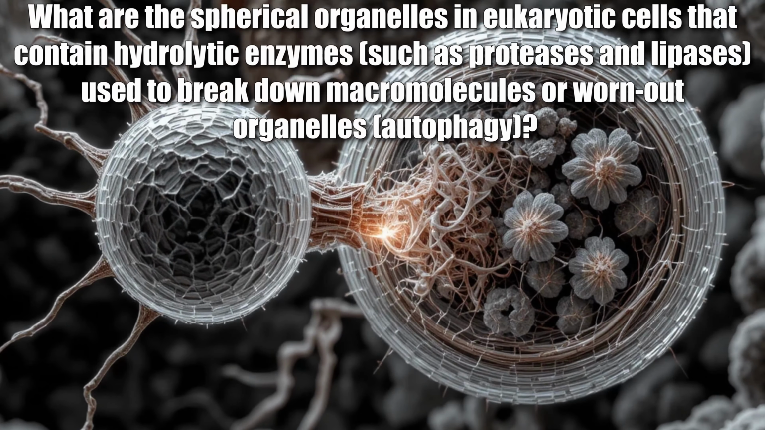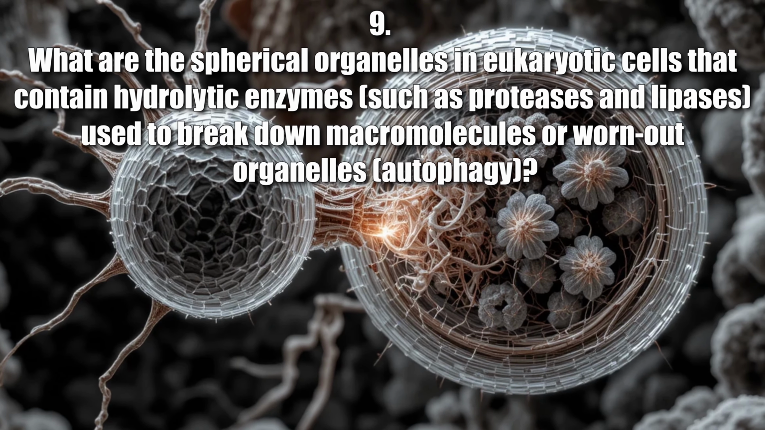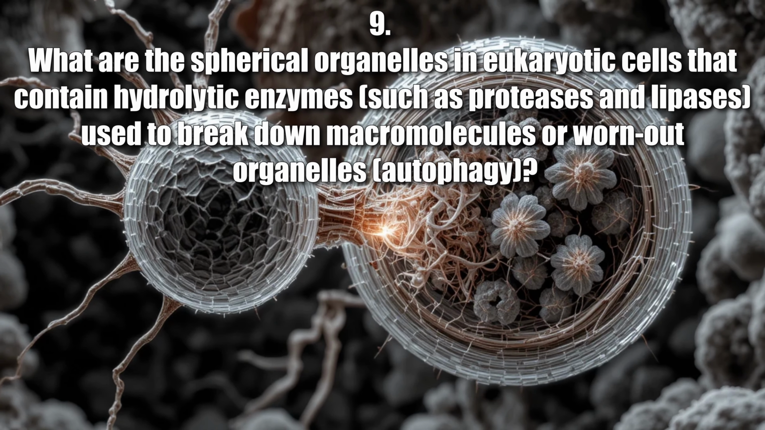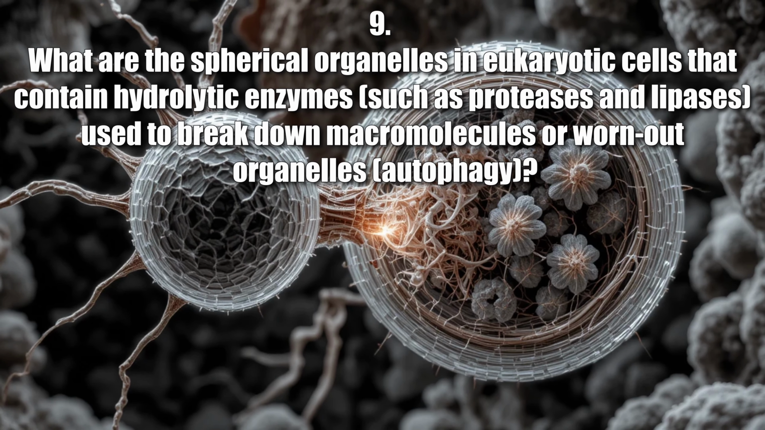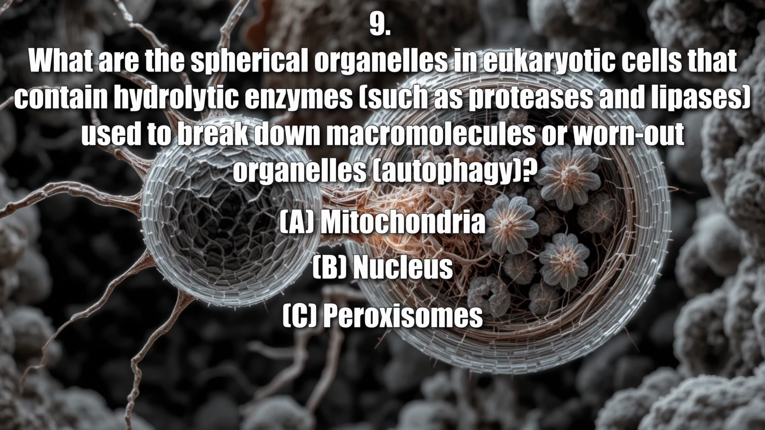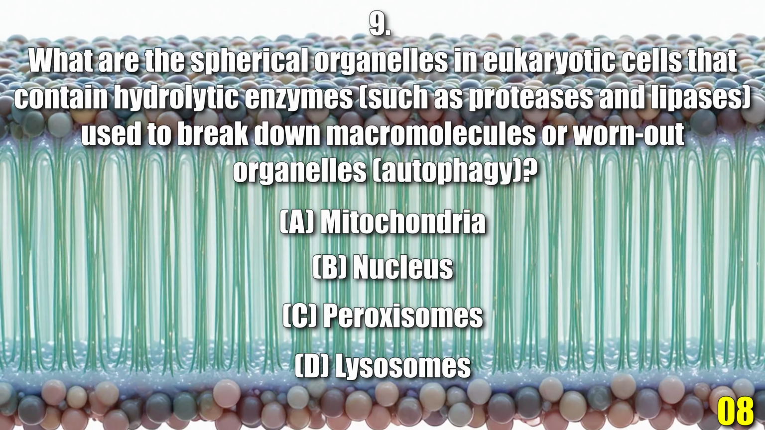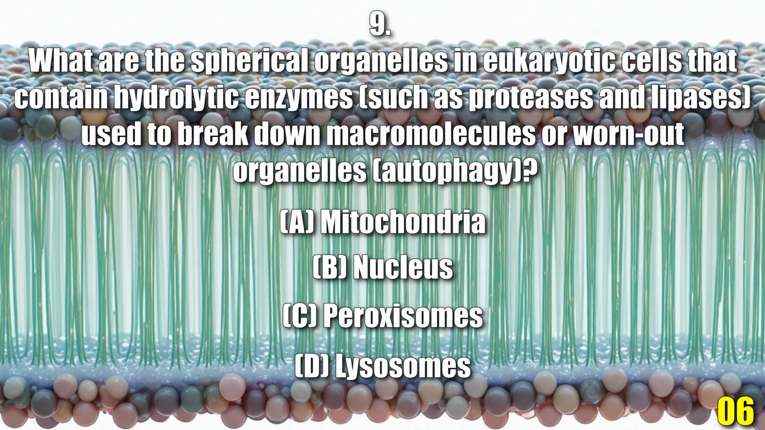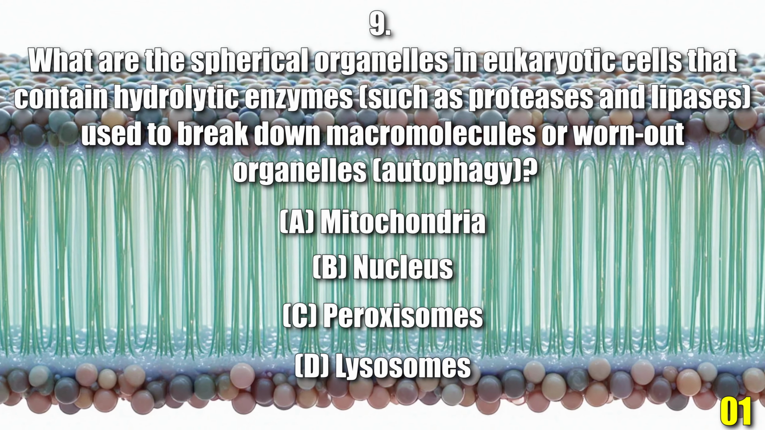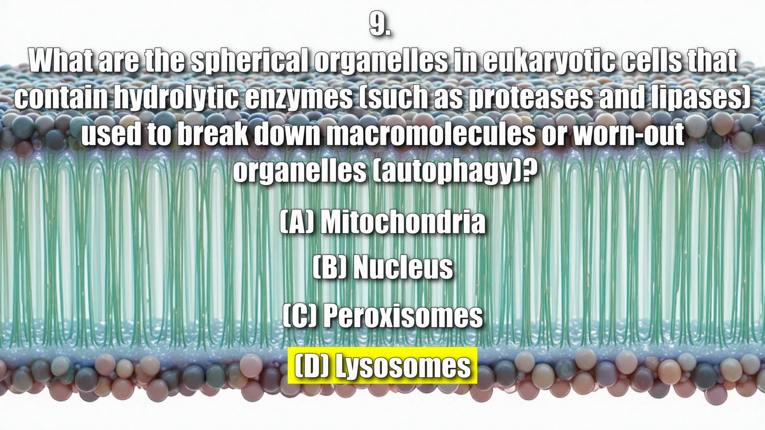Translation. 9. What are the spherical organelles in eukaryotic cells that contain hydrolytic enzymes, such as proteases and lipases, used to break down macromolecules or worn-out organelles, autophagy? A. Mitochondria. B. Nucleus. C. Peroxisomes. D. Lysosomes. The correct answer is D, lysosomes.